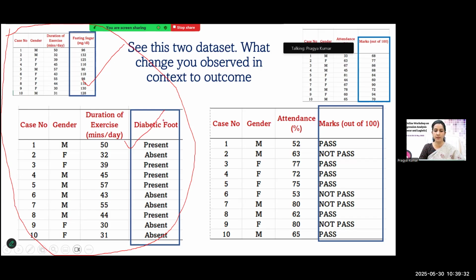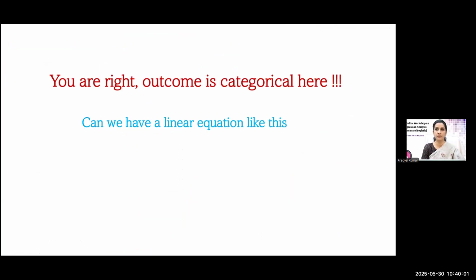In the case of diabetic foot, this is categorical data, because initially we were taking fasting blood sugar, but here we are taking the diabetic foot. Similarly, if you see the marks obtained out of 100, this one and this, what is the difference? This one is categorical and this one is continuous. So that's the difference between the data sets. The outcome in this case is categorical in nature, not continuous. So we have converted the continuous into the categorical.